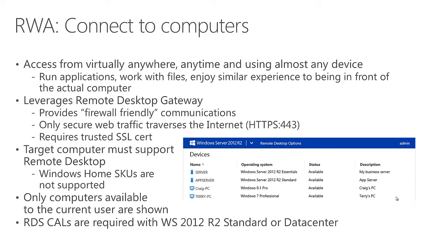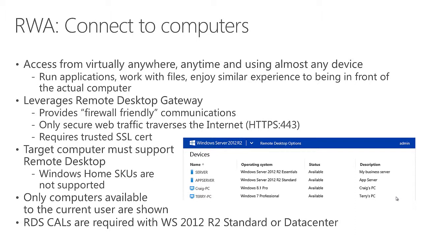Also, only computers that are available on a permission basis to the current user, the user who's logged into RWA, are going to be shown. So it's a security-trimmed interface. If you sign in as the administrator, you'll see all the computers in the environment. But for example, here in the screenshot you can see Craig's PC. If Craig logs in, he'd only see his own PC. He wouldn't necessarily see Terry's PC if he doesn't have permission to connect to that.